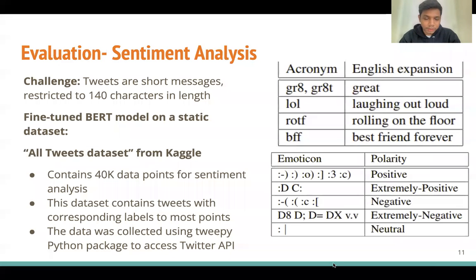Coming to the sentiment analysis, tweets are especially challenging because they're short messages restricted to 140 characters in length, and people use acronyms and emoticons to express their views, which makes it even more challenging. So we started off by fine-tuning a BERT model on a static dataset called the All Tweets dataset. It contained around 40,000 data points for performing sentiment analysis, and it was collected using the Tweepy Python package to access the Twitter API.